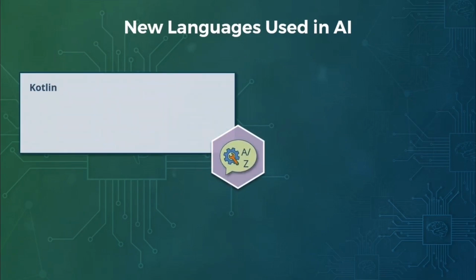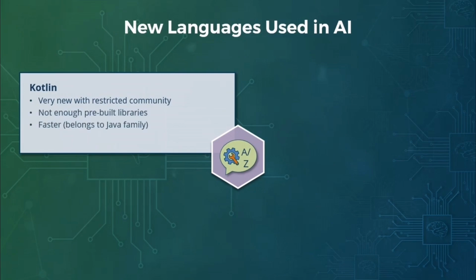Let's see some features about Kotlin. Kotlin is a very new language with a restricted community. Since it is new, it doesn't have a lot of pre-built libraries. It has a fast execution as it has been designed to interoperate with Java. It is a suitable language for implementation and widely used for Android development currently.